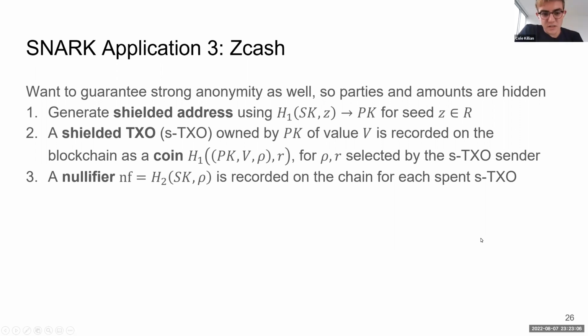Looks good. So Z, rho, and R are all sources of randomness. That's correct. Yeah, they're all randomness that the sender of this transaction output has picked for themselves.